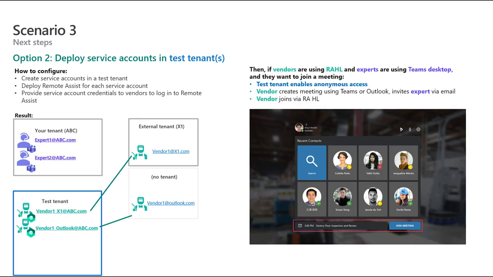And if you are in the specific scenario in which the vendors are using Remote Assist on HoloLens and the experts are using Teams Desktop and they want to join a meeting with each other, you can enable anonymous meetings again. This is a very brief overview of the steps. The test tenant would need to enable anonymous access, the vendor will create a meeting, invite the expert to the meeting, and both join the meeting.